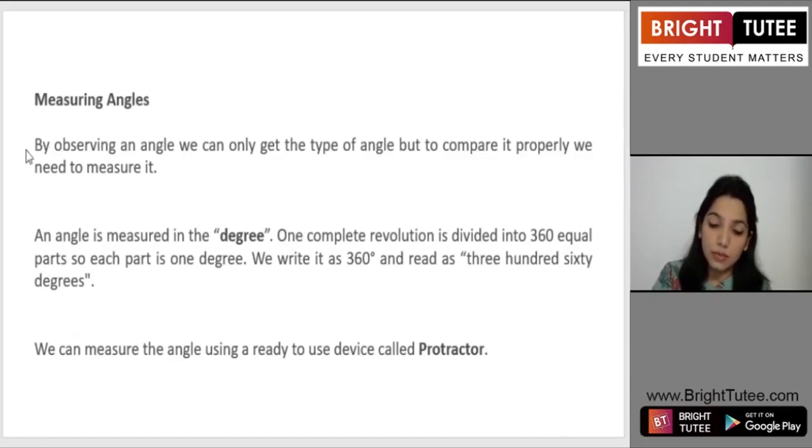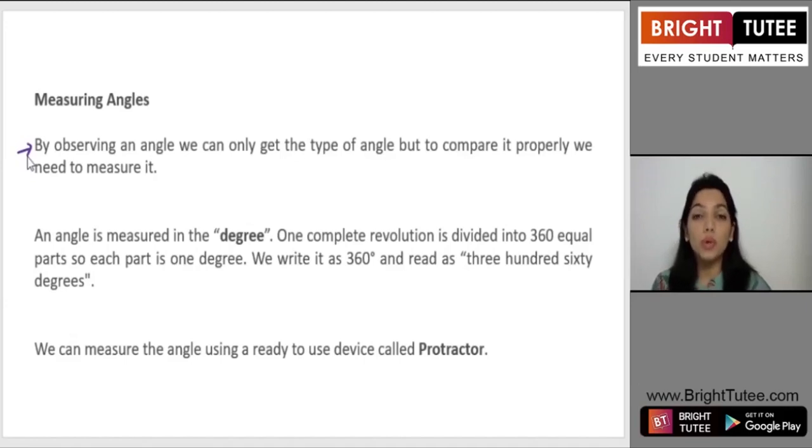Okay, starting with this first line here, let's read it. By observing an angle, we can only get the type of angle, but to compare its property, we need to measure it. Is that right? We can observe an angle and say yes, it is a right angle, a straight angle, an acute angle, etc. But we need to know what the exact measure is.